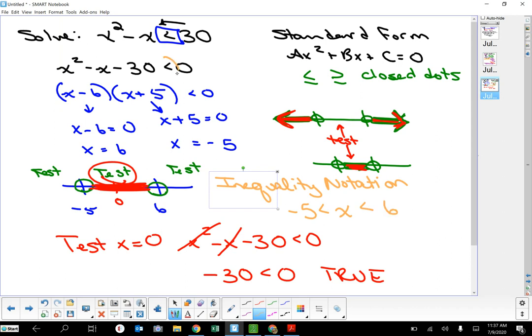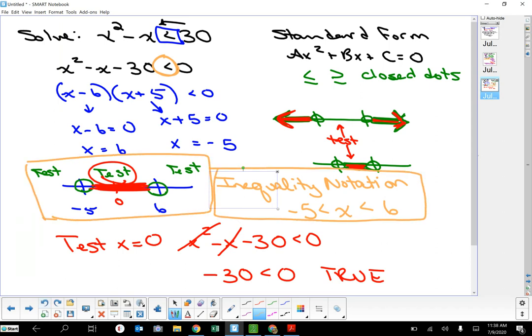Now, if we had a less than or equal to sign, then that would change that, right? But we don't in this problem. So our inequality notation would look like this. Our graph is going to look like this. And that was pretty straightforward.